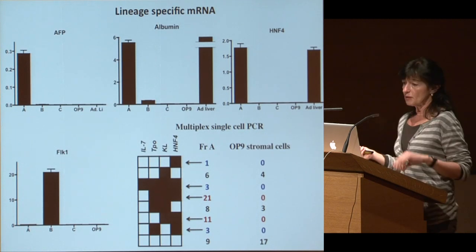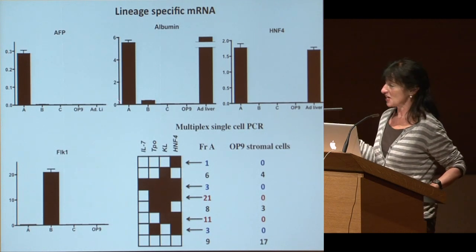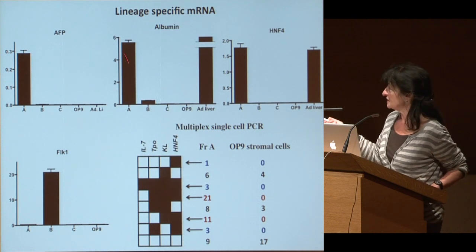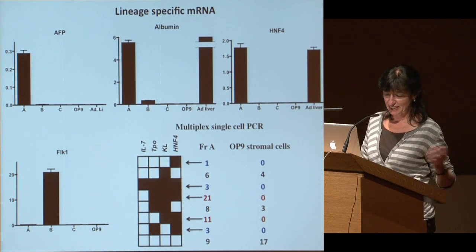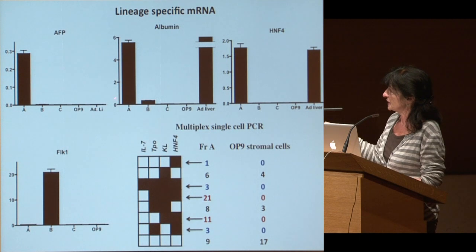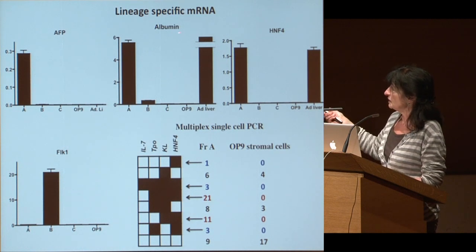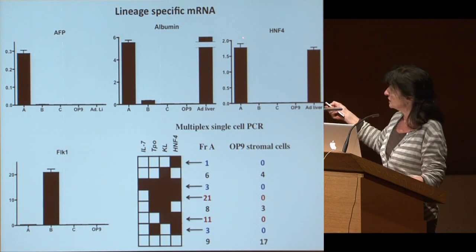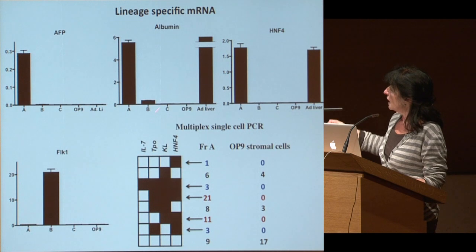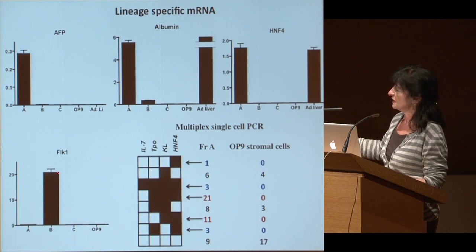Because they looked like hepatocytes by morphology, we decided to look whether they also expressed anything that hepatocytes express. We analyzed them for AFP, alpha-fetoprotein, albumin, HNF4, which is hepatocyte nuclear factor 4, and FLIC1, which of course we knew was expressed in the endothelial cells. Those cells are the only ones that really express AFP, as compared to everything else.